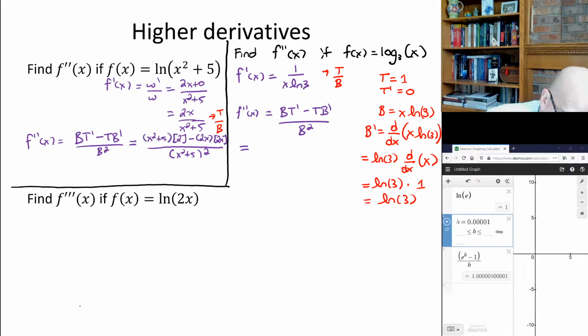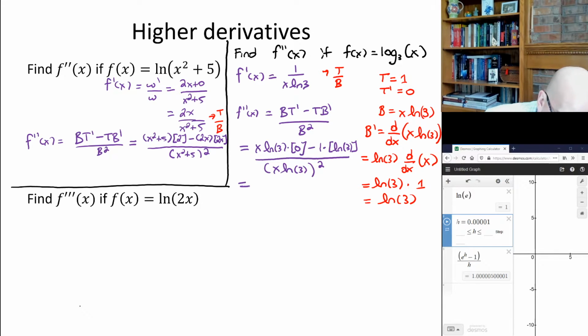So b is x ln 3 times t prime, which is 0, minus t, which is 1, times t prime, which is ln 3, all divided by the bottom squared. So x ln 3 all squared.